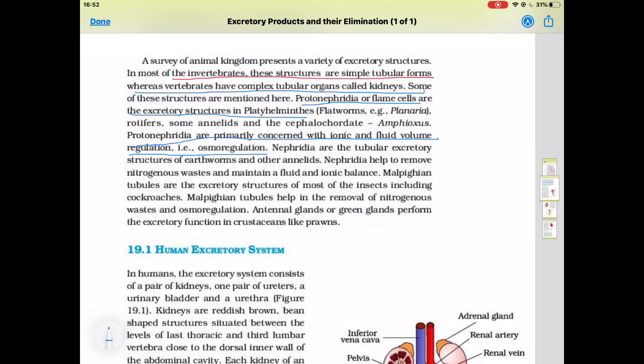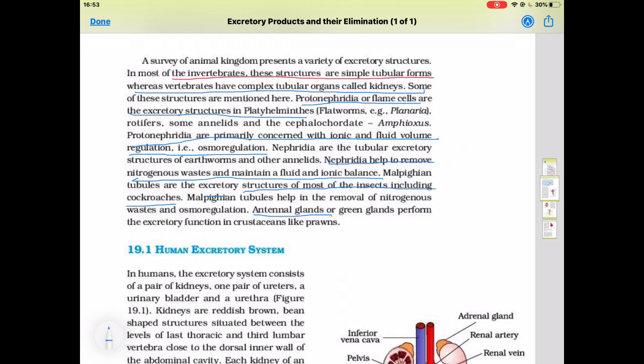Nephridia are the tubular excretory structures of earthworm and other annelids. Nephridia help to remove nitrogenous waste and maintain a fluid and ionic balance. Malpighian tubules are the excretory structures of most of the insects, including cockroaches. In cockroach, Malpighian tubules are present for excretion. Malpighian tubules help in the removal of nitrogenous waste and osmoregulation.